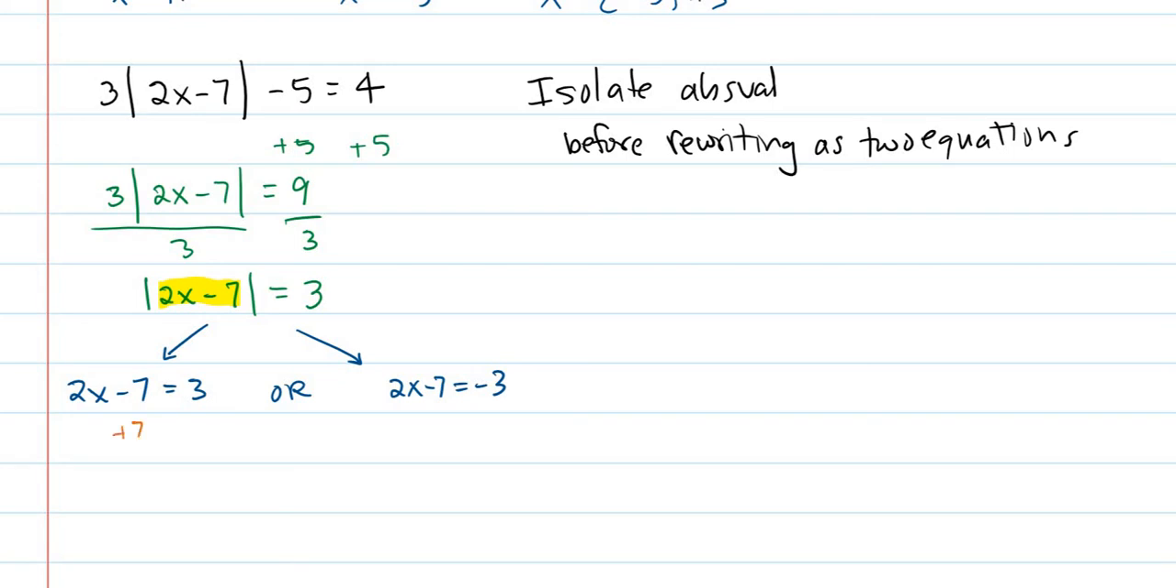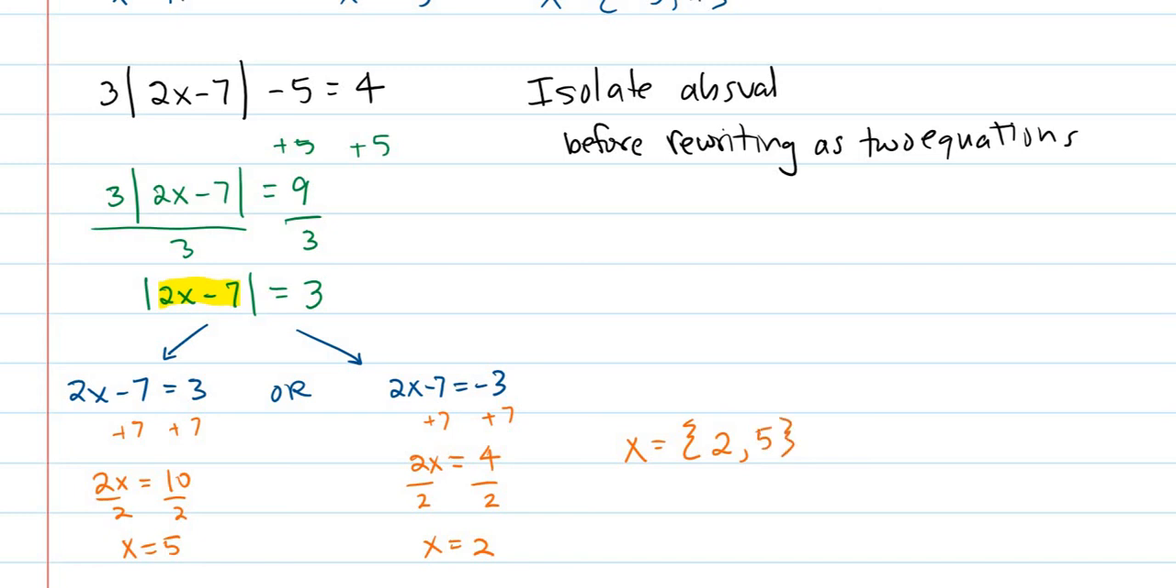On the left, I'm going to add 7 to both sides, so I have 2x equals 10. Continue to solve by dividing by 2, and I get x equals 5. On the right-hand side, I'm going to start by adding 7 to both sides, so I get 2x equals 4, and then I continue to solve by dividing by 2 on both sides, and I get x equals 2. Again, the best way to write your answer is in a set, so I would write 2 and 5 in my set.